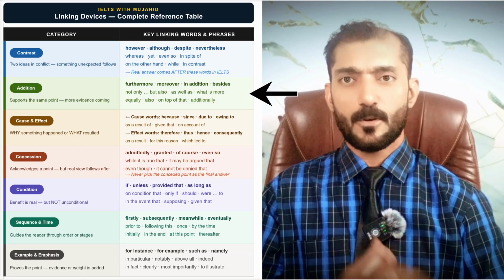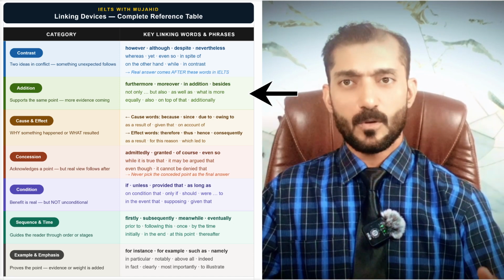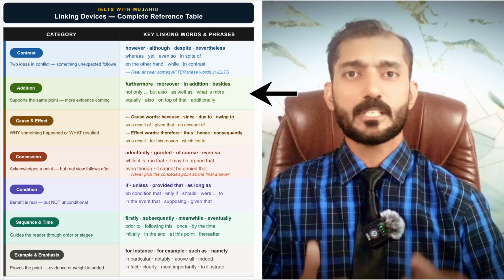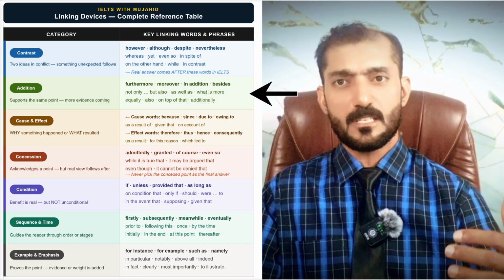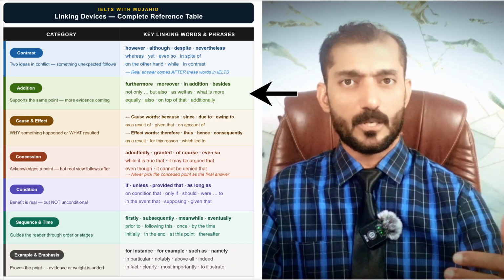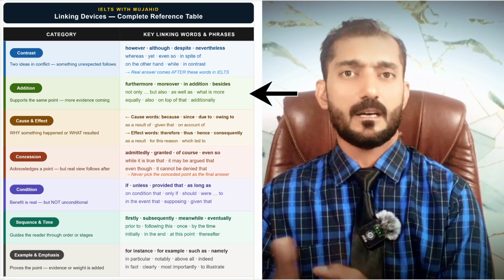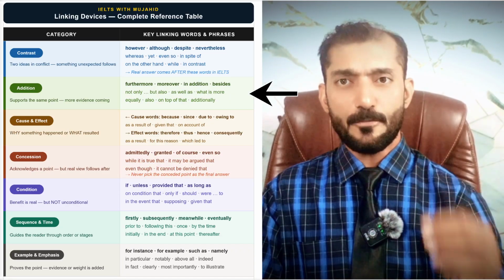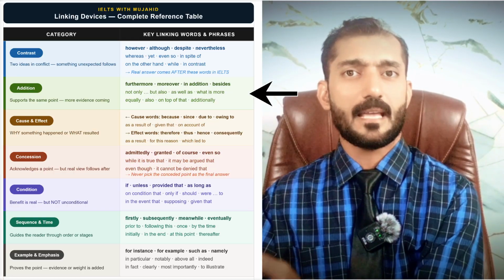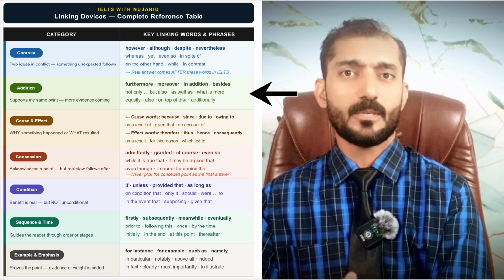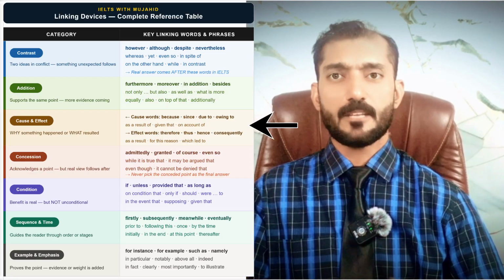Next category is for addition. These linking devices simply say, I have more to tell you, and it supports the same point. In writing, stacking 2 or 3 pieces of evidence with addition words shows the examiner that you can build a sustained argument. In listening, if you hear furthermore or moreover, expect a second piece of information that the question may test separately.